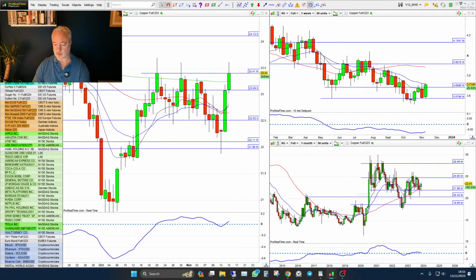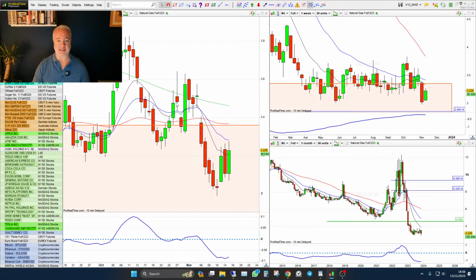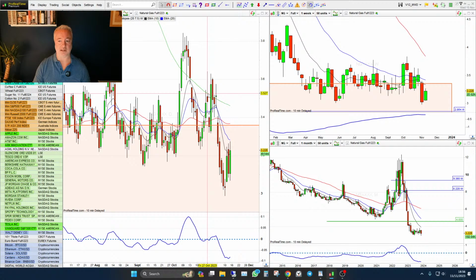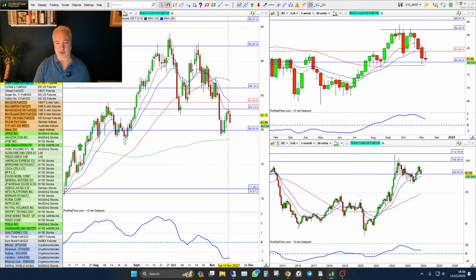If we have a look at copper very quickly, looking bullish now. We've basically got an uptrend forming there. It looks really nice. Looks like it wants to keep pushing to the upside now. Natural gas, not really going anywhere. Still at the bottom, not offering much there. Let's look at crude oils. Brent crude. Okay, so Brent crude, there we go.